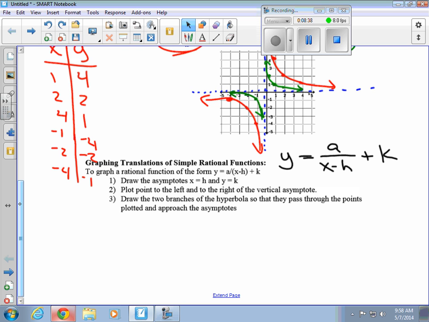So it says to graph these here, the instruction says draw the asymptotes x equals h and y equals k. Plot the points to the left and to the right of the vertical asymptote, and then draw the two branches of the hyperbola so that they pass through the points plotted. Okay. So essentially we're just making a table of values after we have our asymptotes in there.